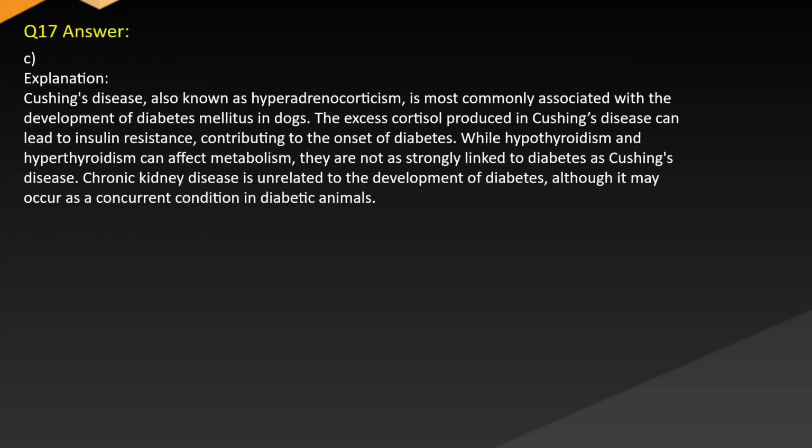Answer C. Explanation. Cushing's disease, also known as hyperadrenocorticism, is most commonly associated with the development of diabetes mellitus in dogs. The excess cortisol produced in Cushing's disease can lead to insulin resistance, contributing to the onset of diabetes. While hypothyroidism and hyperthyroidism can affect metabolism, they are not as strongly linked to diabetes as Cushing's disease. Chronic kidney disease is unrelated to the development of diabetes, although it may occur as a concurrent condition in diabetic animals.